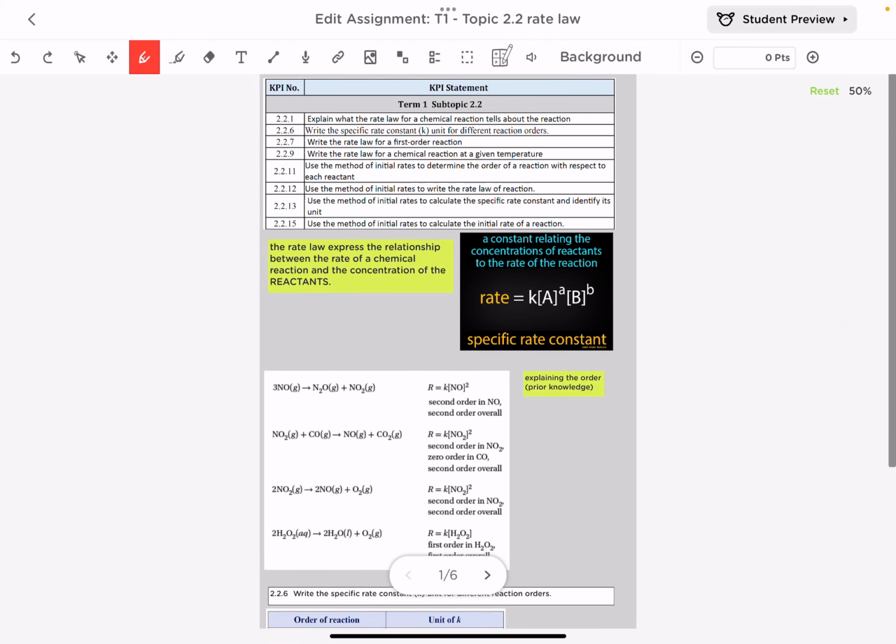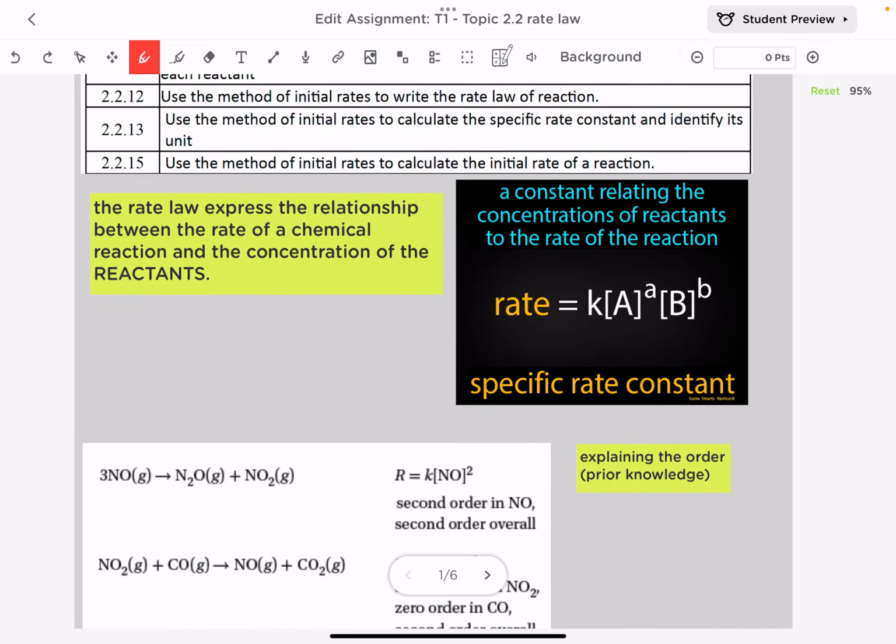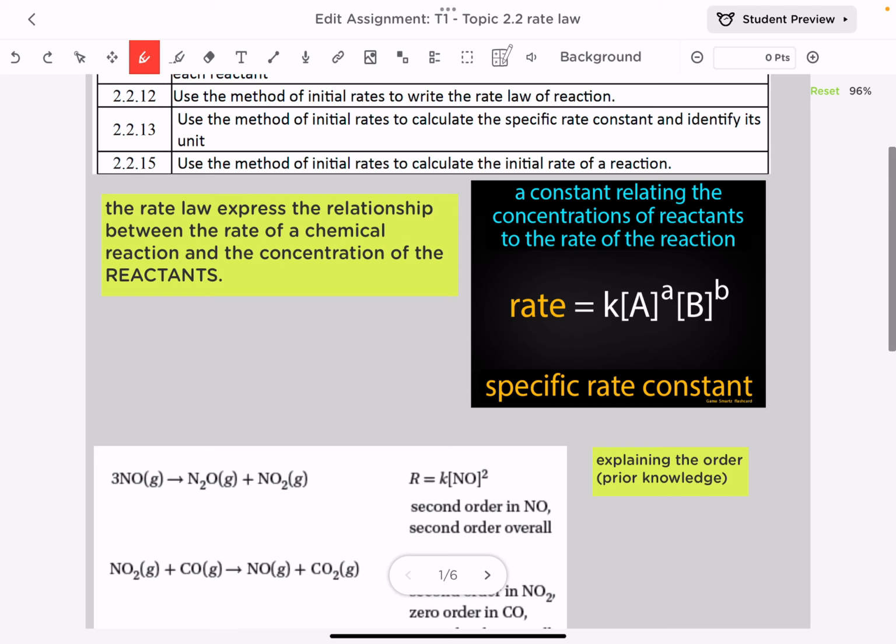This is a video tutorial explaining the rate law of a chemical reaction. First of all, the rate law expresses the relationship between the rate of a chemical reaction and the concentration of reactants. So, for example, if I have a chemical reaction of A plus B giving AB, now let's say we have 3A and 2B. So here's the formula. Now, what would be the rate law of this reaction?